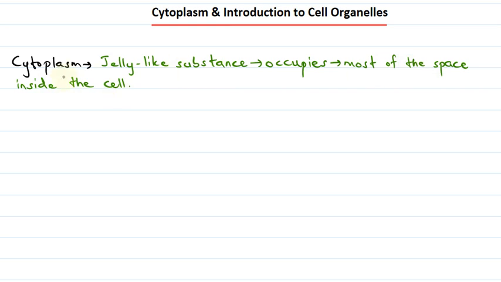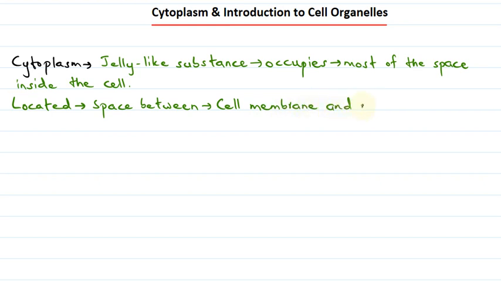such jelly-like substance is called the cytoplasm, and it is located in the space between the cell membrane and the nucleus. So the space between the cell membrane and the nucleus contains this jelly-like substance called the cytoplasm.